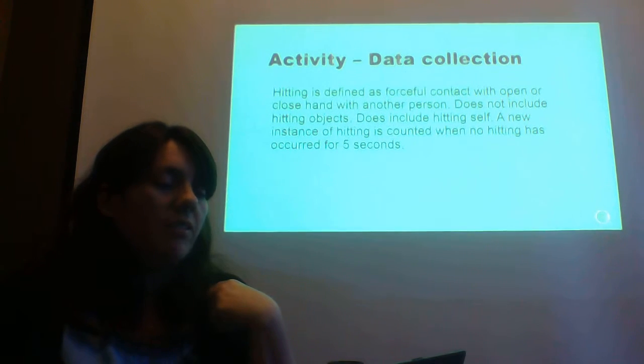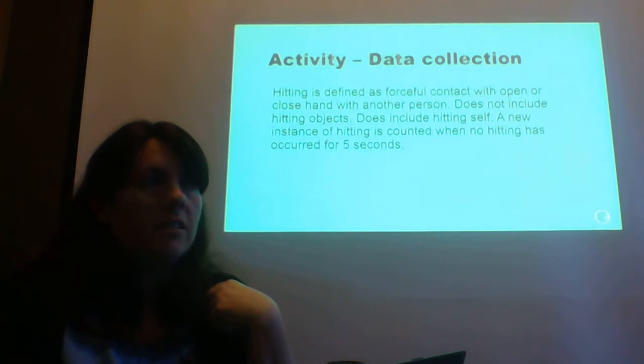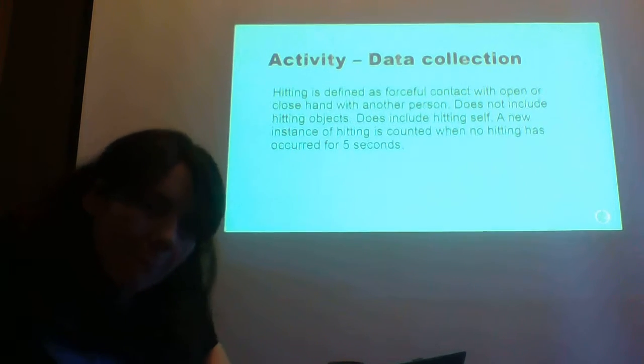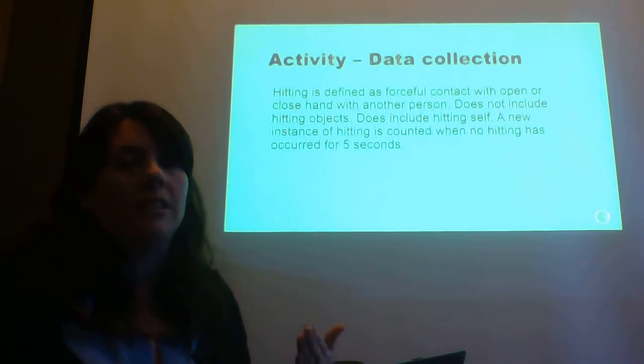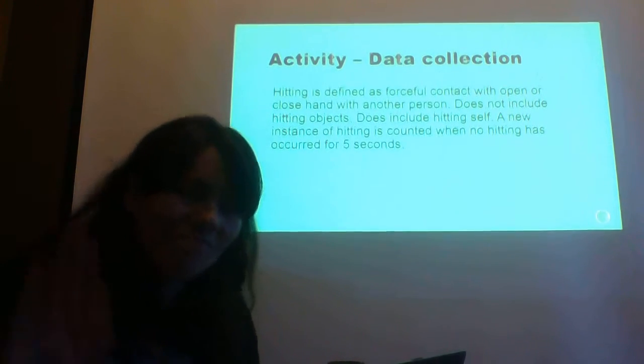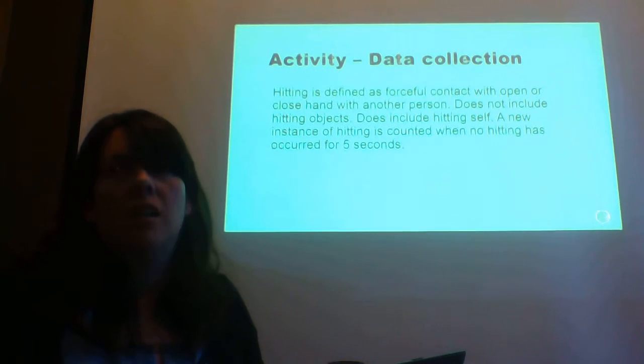A new instance of hitting is counted when no hitting has occurred for 5 seconds. So that's putting that barrier on of instances. Like if I go, that was just once because it didn't stop for 5 seconds. If I go like, that's just once because it wasn't 5. If 5 seconds pass, then I count again.